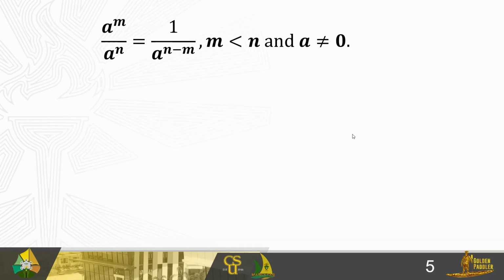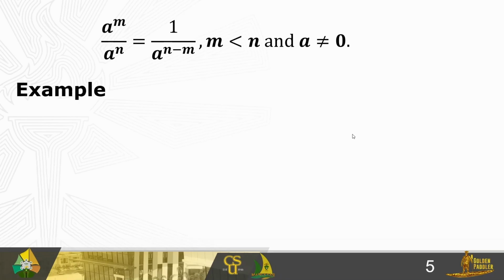Now, let's consider this rule. If m is less than n and a is not equal to 0, so we have a to the power of m over a to the power of n equal to 1 over a to the power of n minus m. And we can use this rule if the exponent of the numerator is less than the exponent of the denominator.